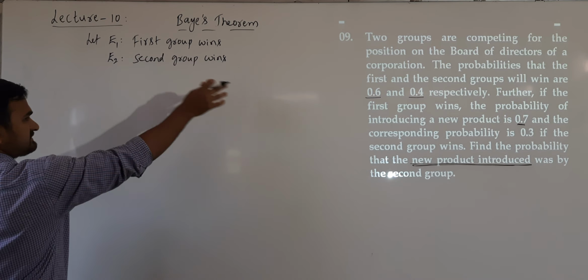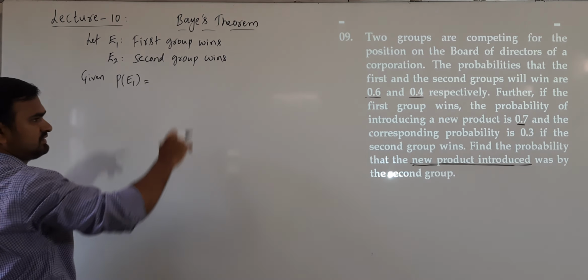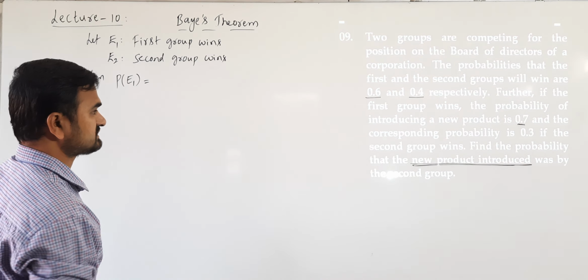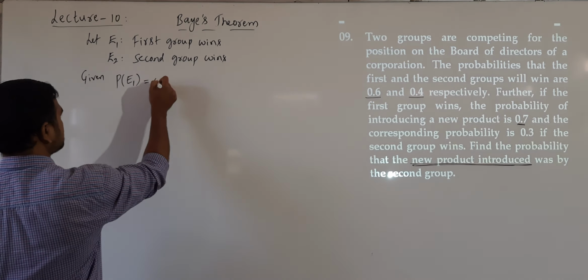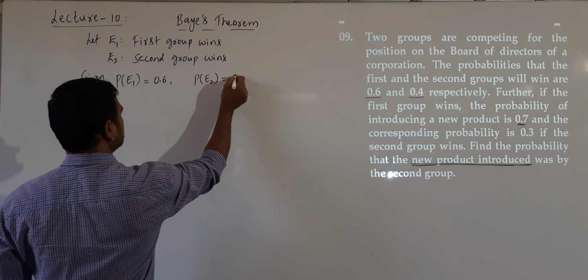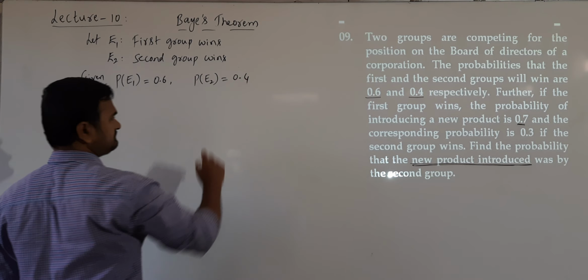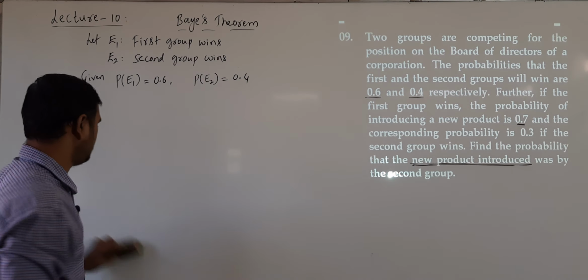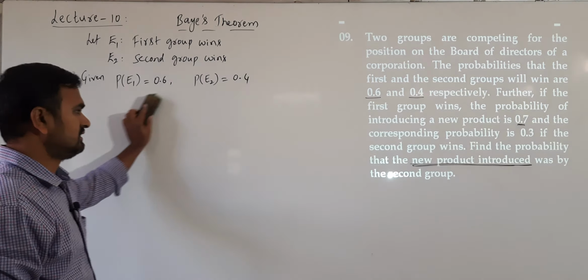Now their corresponding probabilities are given. What is the probability of E1? Probability of winning for the first and second groups are given: 0.6, and P of E2 is 0.4. These are the corresponding probabilities.